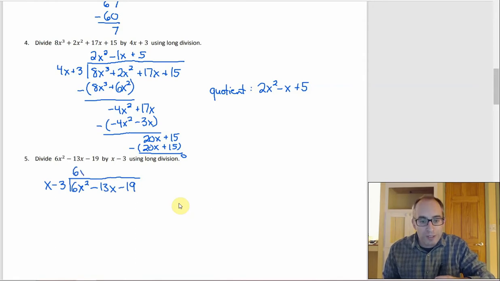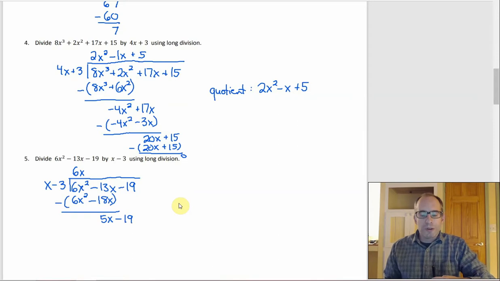We need another x, right? So 6x times x would give you 6x squared. But then 6x times negative 3 is negative 18x. And then if you subtract, 13 plus 18 is 5x. So you end up with 5x and then bringing down the minus 19.